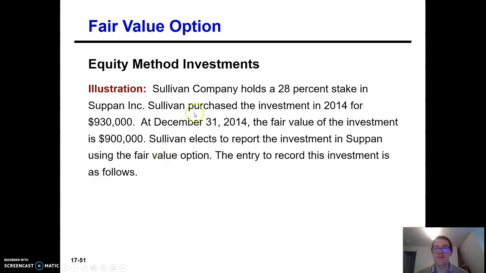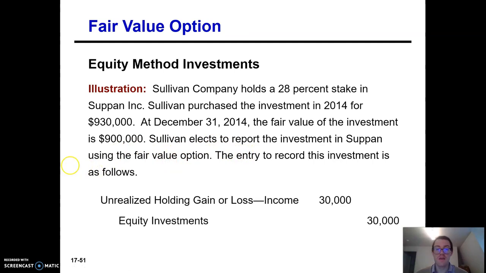And let's look at another one here. Sullivan Company has a 28% stake in Supin. Sullivan bought it for $930, and then at the end of 2014, the fair value is only $900. They elect to use the fair value option. So here we have an unrealized loss of $30K.